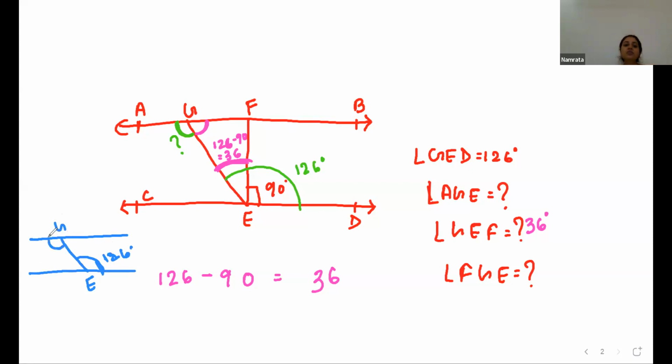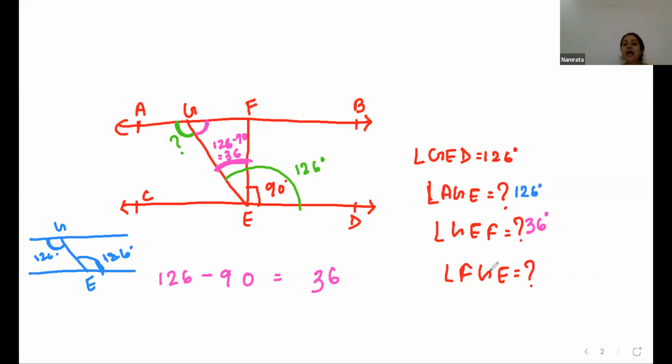So can I say this one will also be 126? Yes, ma'am. That angle AGE will also be 126. Why? Because both are a pair of alternate interior angles. When AB is parallel to CD and GE is a transversal, then AGE will be equal to this total 126, right? So let's write AGE is also 126.